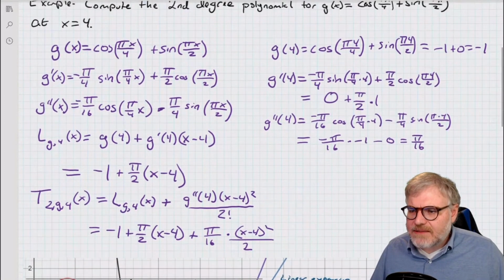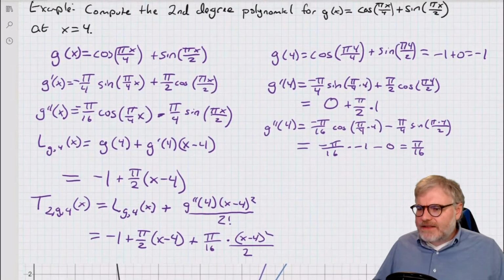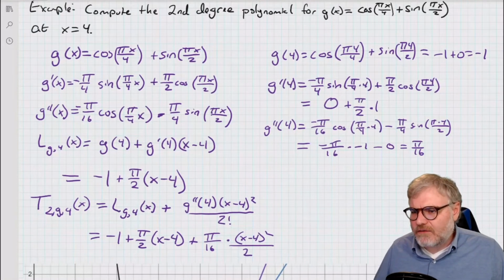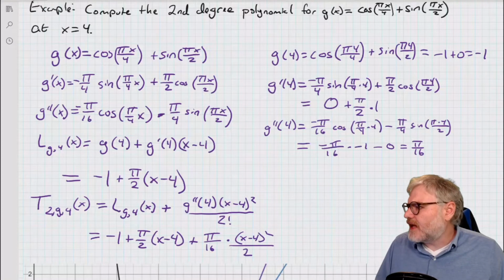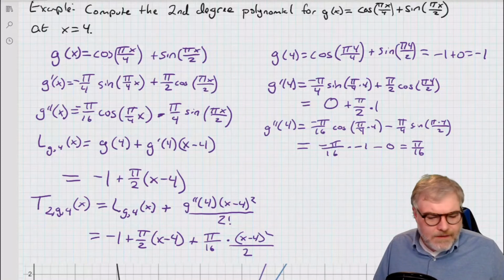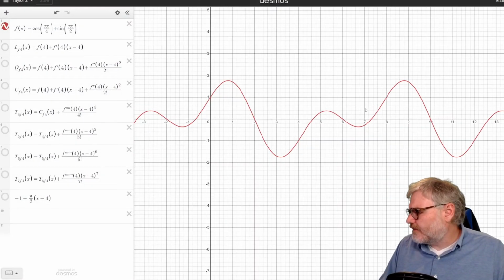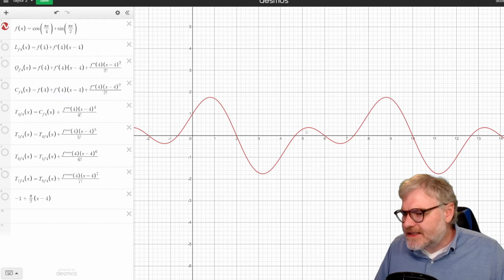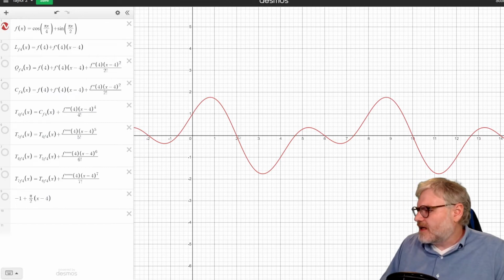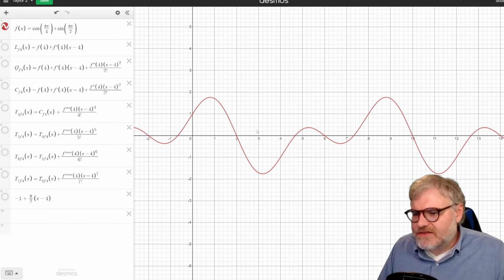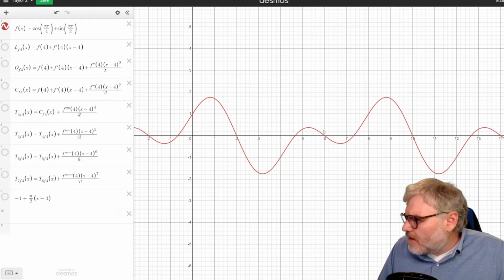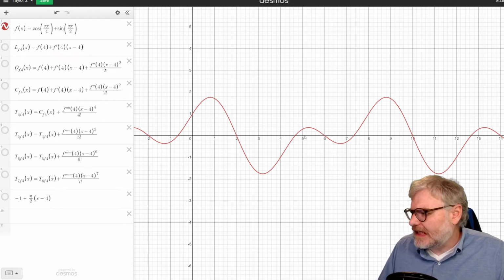So let's look at something more complicated. Would we like to compute cosine of pi x over 4 plus sine of pi x over 2? Let's look at what that function looks like. This is what that function looks like. It's an interesting function. A lot of sound wave things happen like this. They're additions of sines and cosines and stuff like that. And they're actually pretty neat.